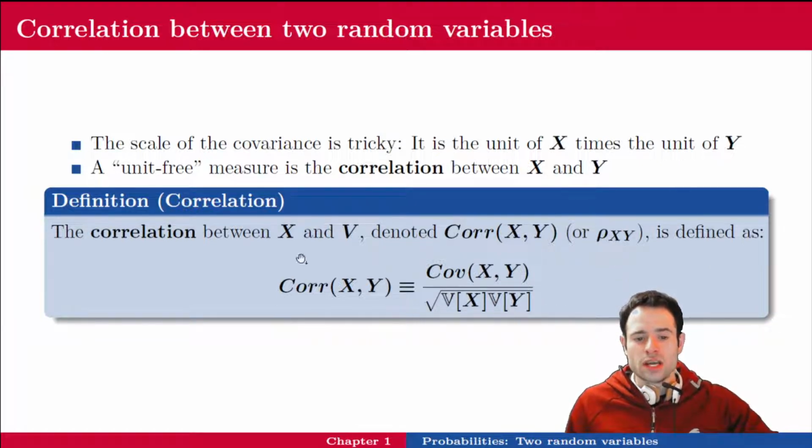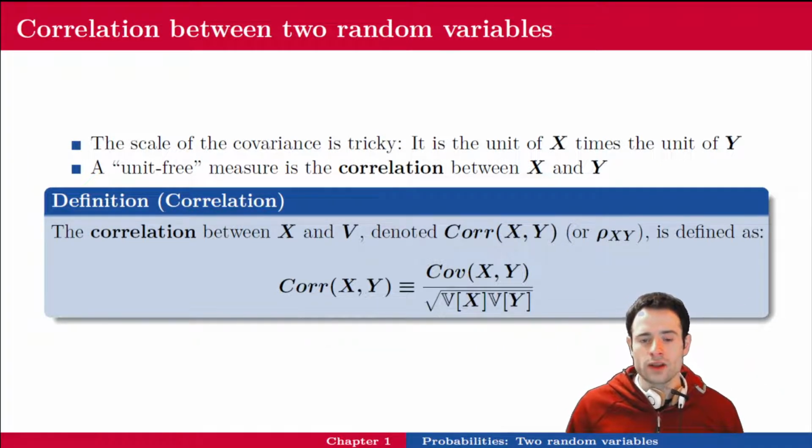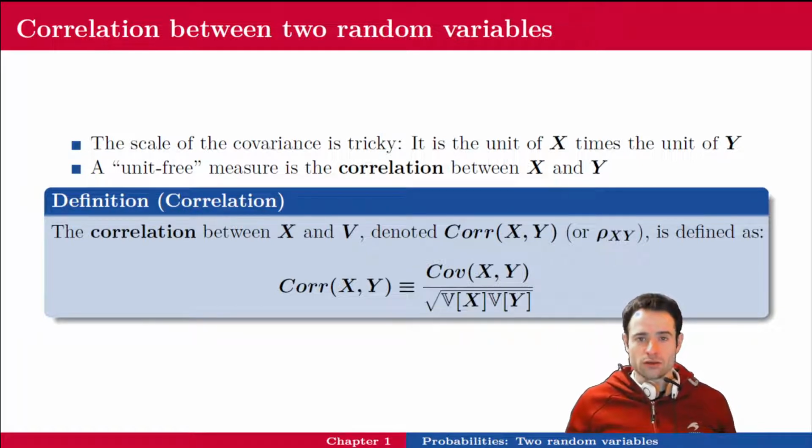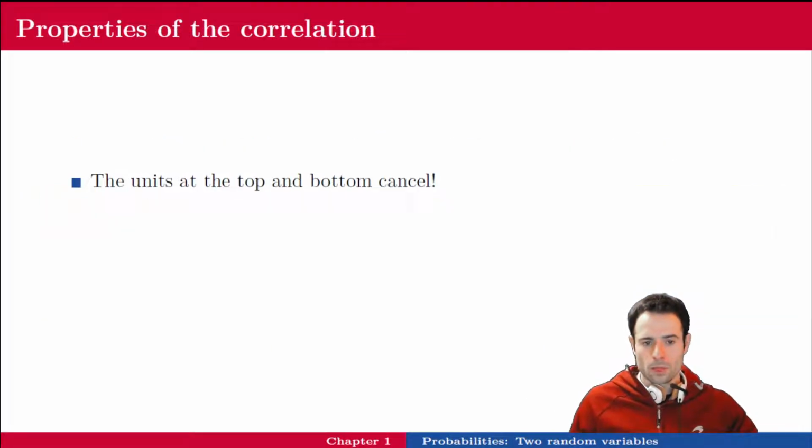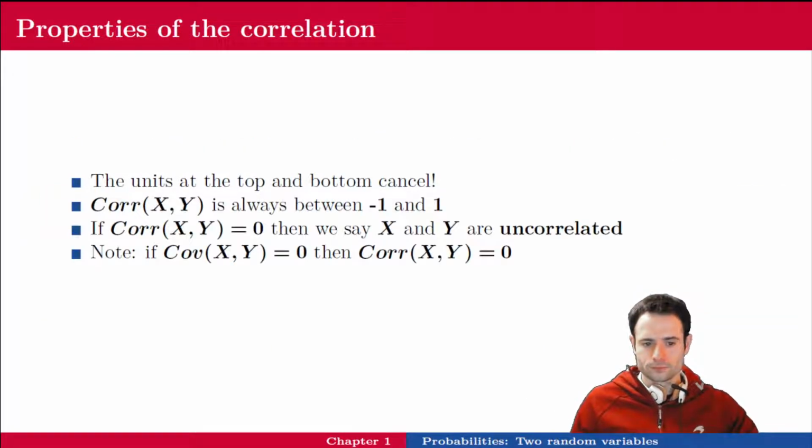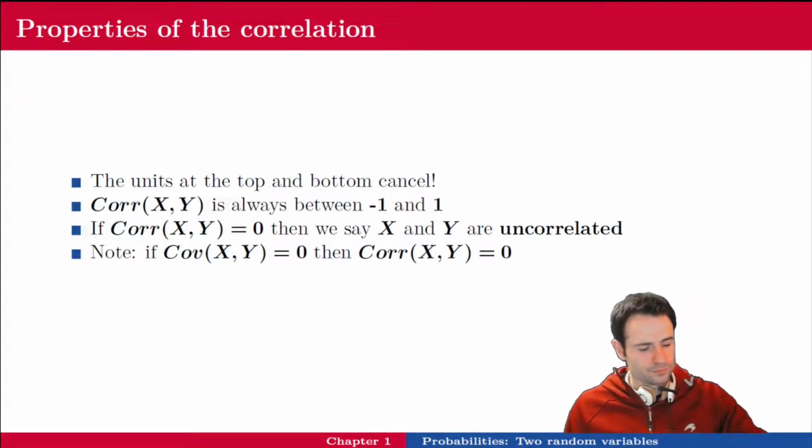Remember that the correlation is just a way to change the unit of the covariance. So it carries the same interpretation, except that it has a different scale and a different unit. Any questions?